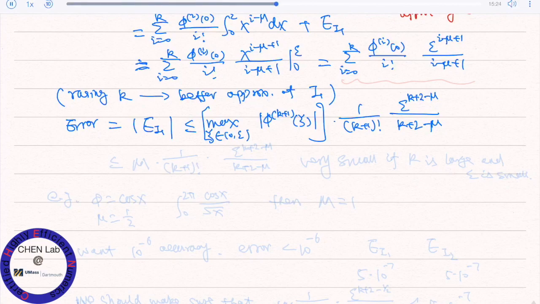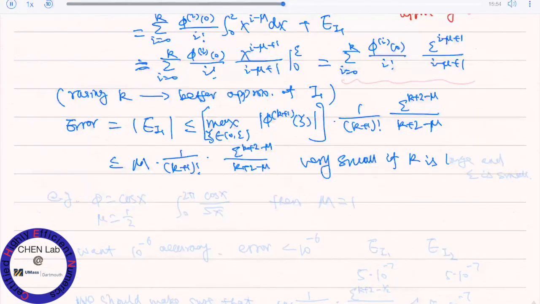All right. So if we can bound the k plus 1 derivative by some M, this is M times 1 over k plus 1 factorial, and then we have epsilon to the k plus 2 minus mu over k plus 2 minus mu. This can be very small if k is large and epsilon is small, right?